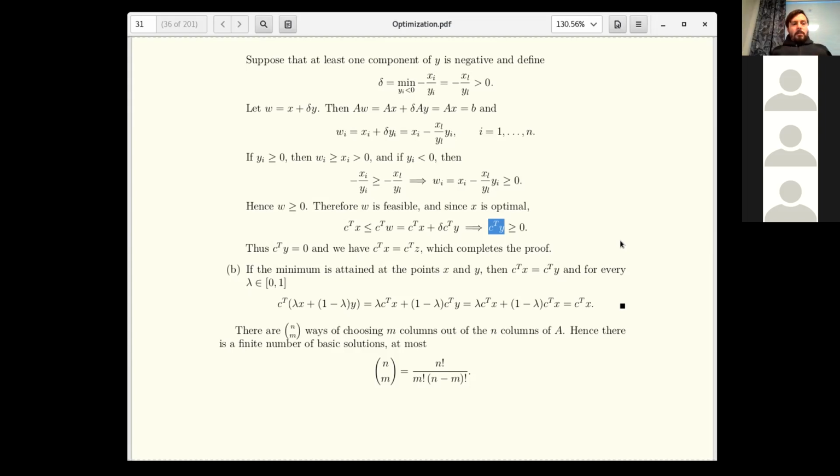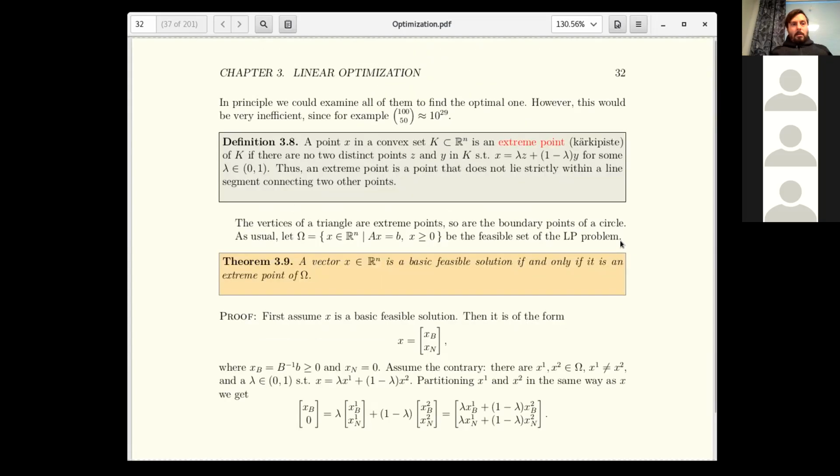So there are n choose m ways of choosing m columns from the n columns of A. So the number of basic solutions is finite, so we have to check at most this many. But, for instance, if we have 100 variables and 50 rows, then we're dealing with a problem whose size is of the order of 10 to the 29.